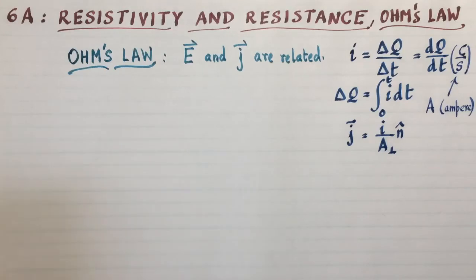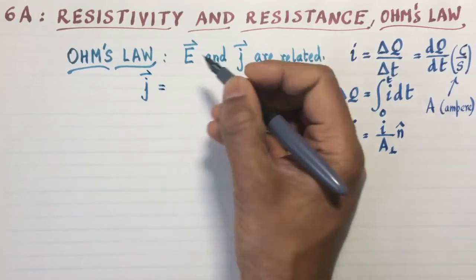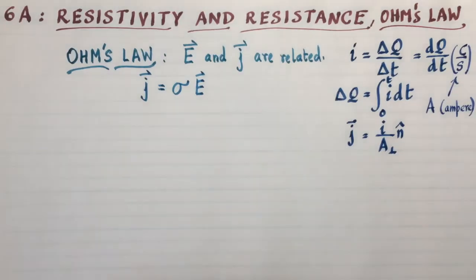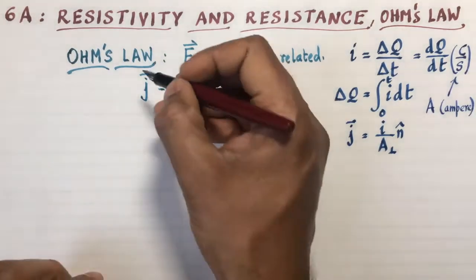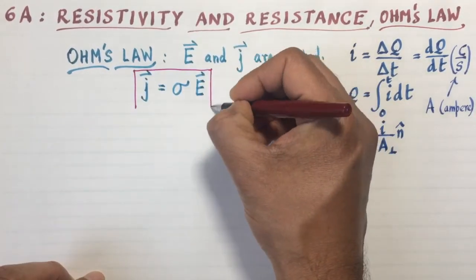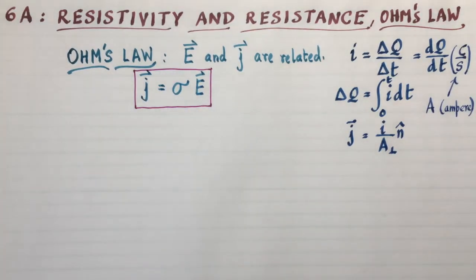So Ohm's law is a statement that E and J are related. How are they related? Well, Ohm wrote the following relationship: J equals sigma times E. And this is the statement known as Ohm's law. It means that the two are linearly related. If you double the electric field, you double the current density. That means if you increase the voltage across the wire by 2 times, you're going to convince twice as many valence electrons to leave their parent atoms. So that's the statement known as Ohm's law.